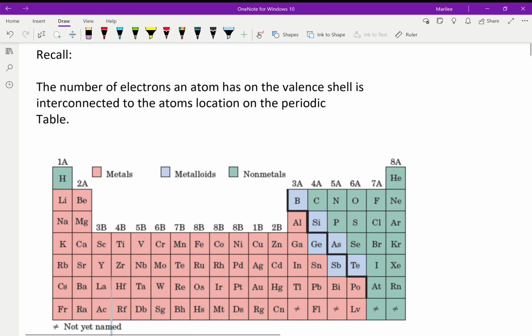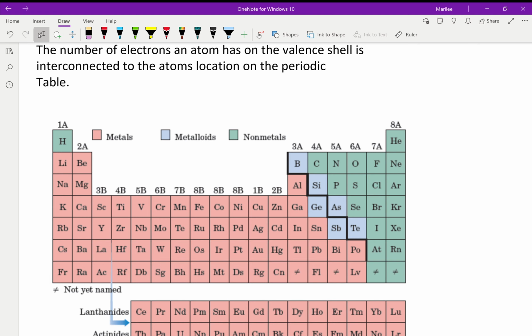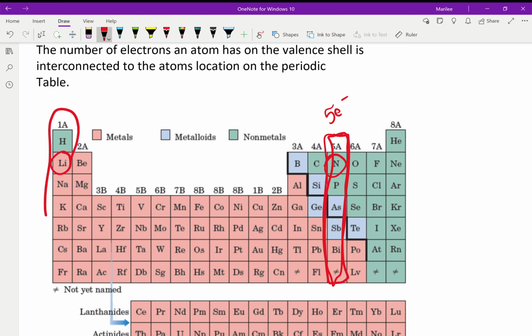So if we look at this periodic table here, let's say for example, nitrogen. Nitrogen is in group 5A, right? So that means group 5A atoms have 5 electrons on its most outer shell, which is the valence shell. Similarly, if you look at, let's say lithium here. Lithium is in group 1A, right? So all of group 1A atoms have 1 electron on its most outer shell, the valence shell.